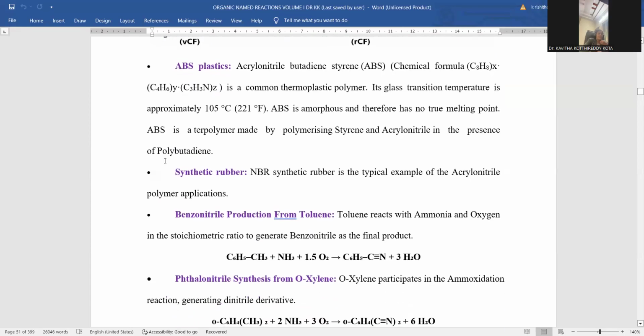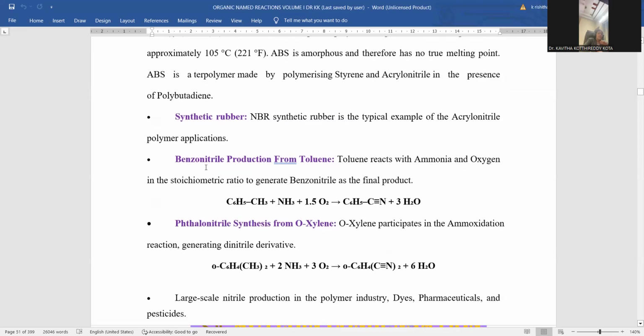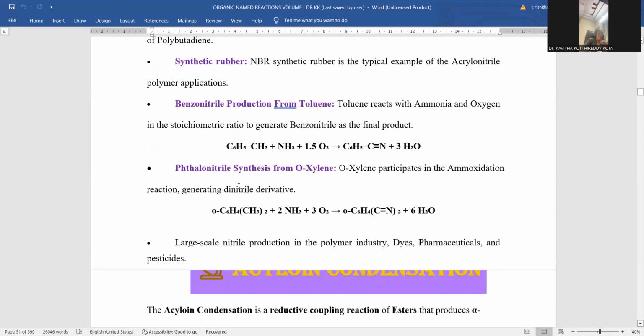Synthetic rubbers. Butyl rubber, a synthetic rubber, is a typical example of acrylonitrile polymeric applications, right? So synthetic rubbers are also manufactured by the ammoxidation process. Even benzonitrile production from toluene: if you take toluene treated with ammonia and oxygen together, simply methyl is turned into a nitrile with water as a byproduct. So here, phthalonitrile synthesis.